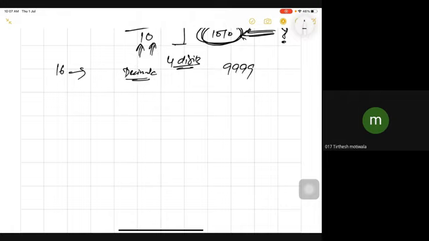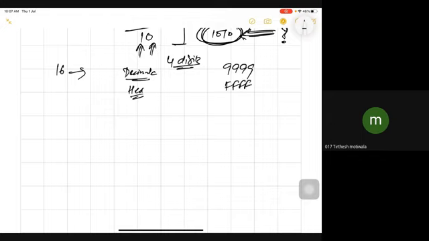9999. Yes? Okay. The same thing using 4 digits in the hexadecimal number system. Which number can I store? Maximum number? Which number can I store?